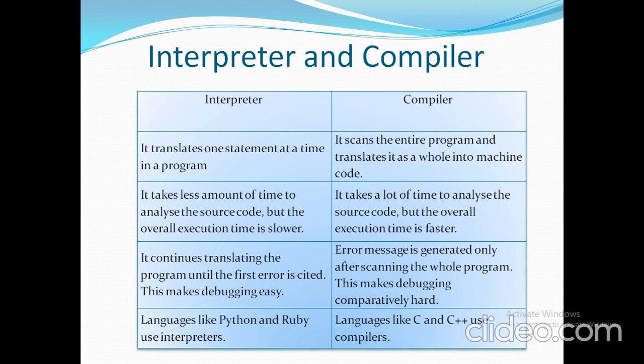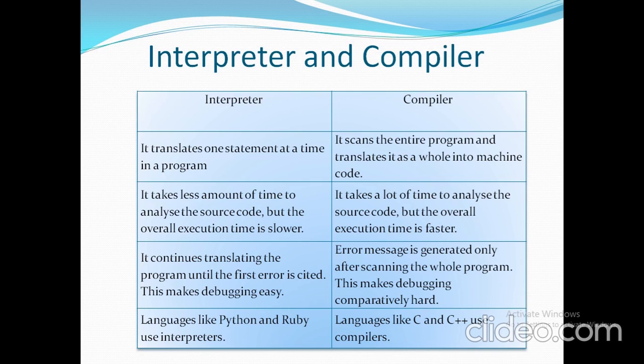Now we'll just see the difference between the interpreter and the compiler. An interpreter translates one statement at a time in a program. So an interpreter can only translate statement by statement. But a compiler scans the entire program and translates the whole into machine code. Interpreter takes less time to analyze the source code, but its overall execution time is slower as it translates one statement after another. But the compiler takes a lot of time to analyze, but overall its execution is faster as compared to the interpreter.